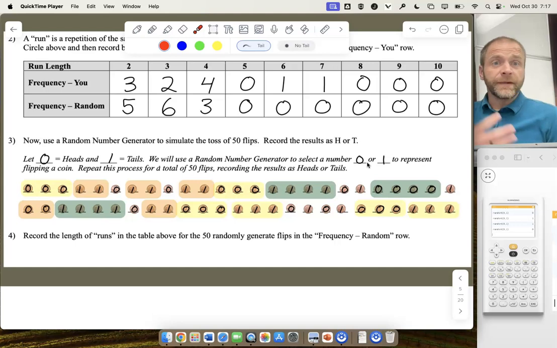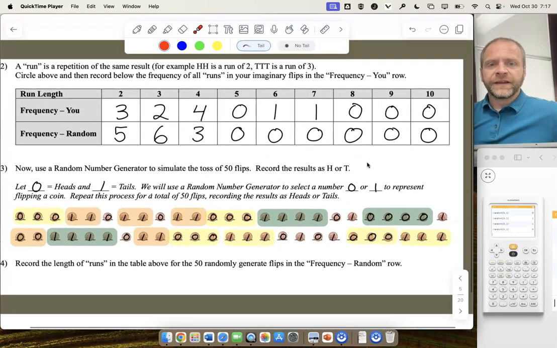What was really weird in my case when I did this was there were no streaks of 5, 6, 7, 8, 9, or 10. There's no 9 heads in a row. And that's actually a little bit weird that I didn't have a run of 6 or 7 or even 8. So I recorded the results.